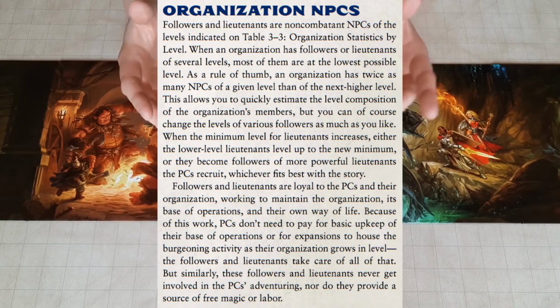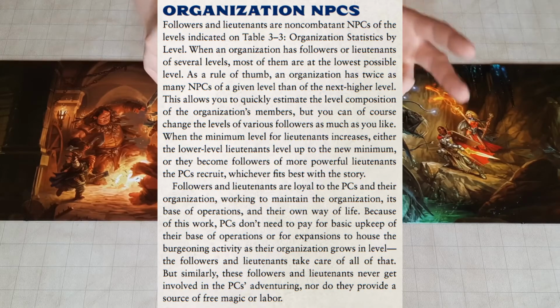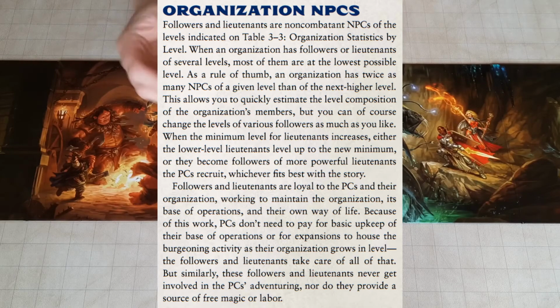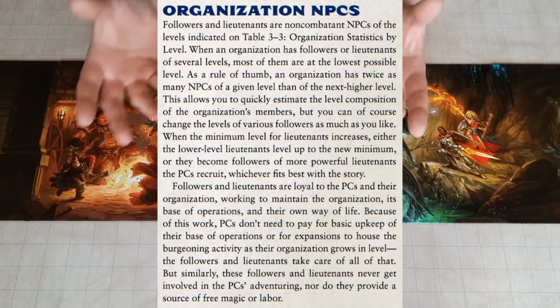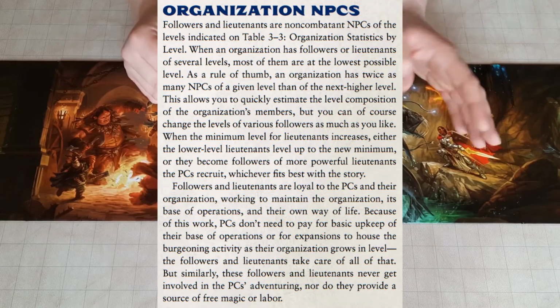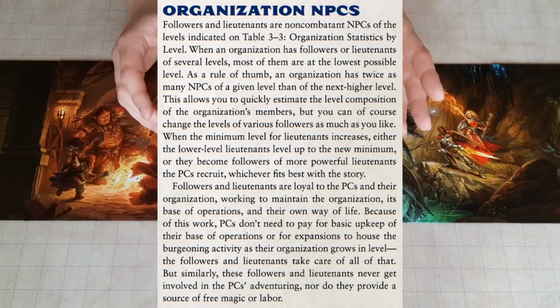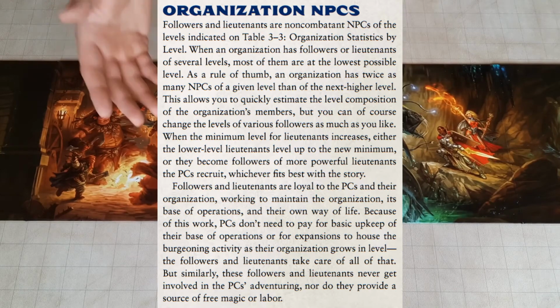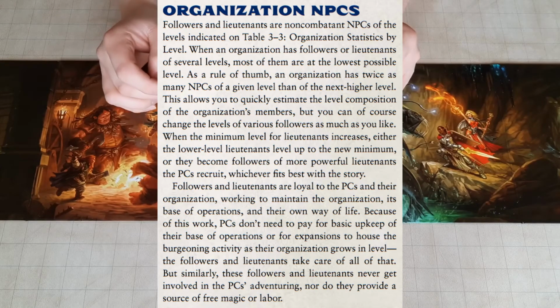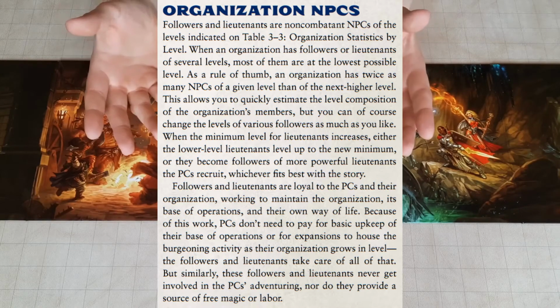The NPCs of your organization are organized into followers and lieutenants, and they all have non-combatant stats of an NPC of their level. In general, among your followers, there'll be twice as many followers of one lower level than the level above. Essentially, this comes out to half your followers being the lowest level, a quarter being the next lowest level, an eighth, a 16th, and so on until you reach the highest level your followers can be in your organization. The same applies for lieutenants as well.